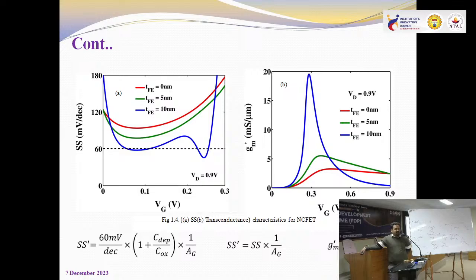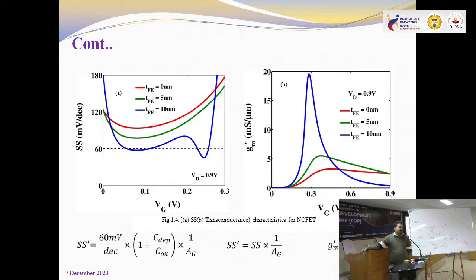45 millivolt per decade. And if you solve it by expression also, the subthreshold slope of MOSFET is 60 millivolt per decade times 1 plus C depletion by C oxide. And for NCFET, it is divided by 1 by Ag, where Ag is the amplification factor.